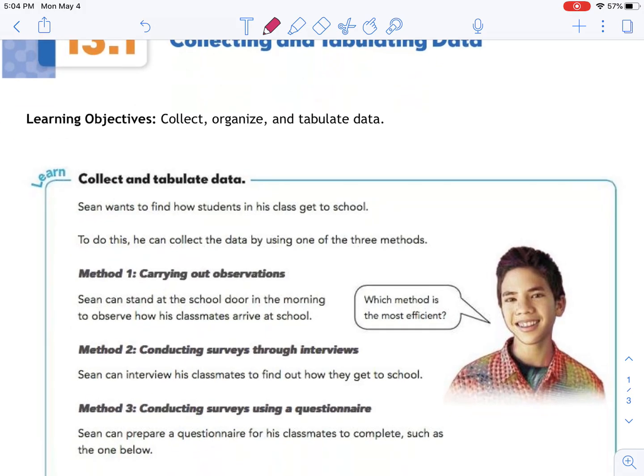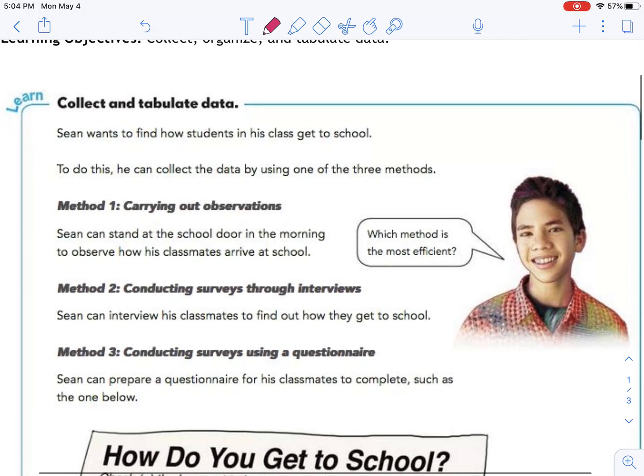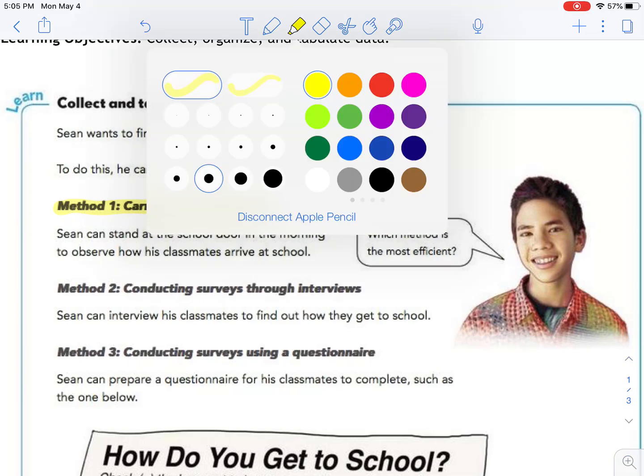Okay, so we're first going to focus on this scenario with Sean as our notes for today. The scenario is that Sean wants to find how students in his class get to school. So to do this, he can collect the data by using one of the three methods below. Method 1, carrying out observations: he could stand at the school door in the morning to observe how his classmates arrive at school. That's one way that he can collect data on a scenario that he wants.